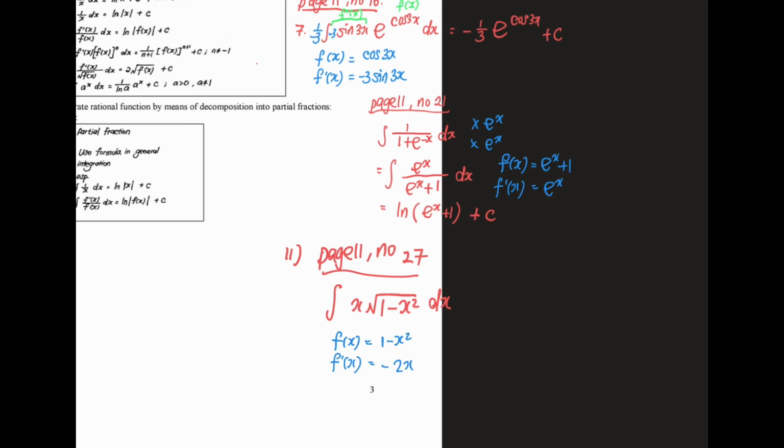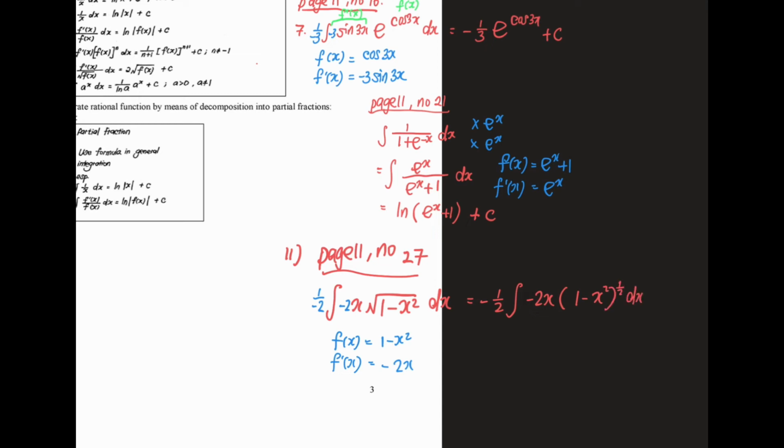We get negative 2x. What we have in front of the square root is just x. We need negative 2, so I multiply with negative 2 and I divide by negative 2. By doing so, I have the f prime of x in front. The negative 2x is the f prime of x. The square root, I change it to power half.